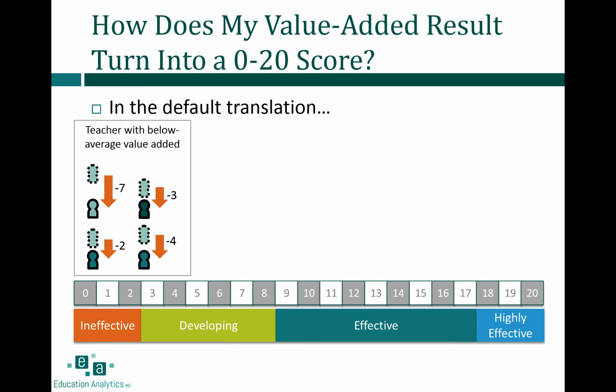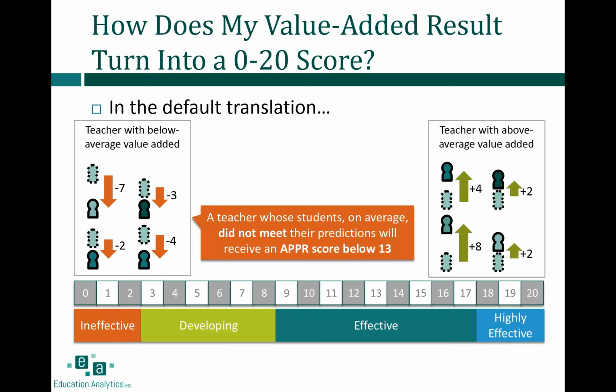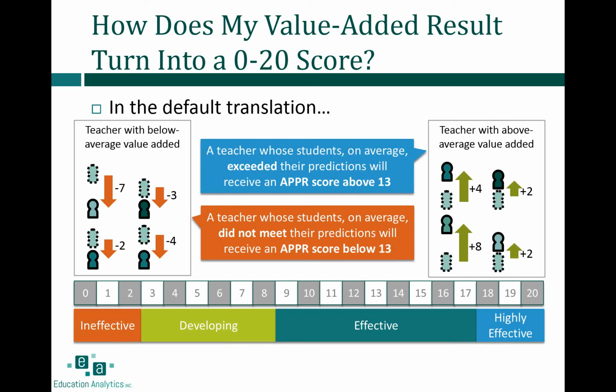What about a different teacher? In this case, a teacher with below average value added means that their students did not meet their predictions by various margins. A teacher whose students on average did not meet their predictions will receive an APPR score below 13. On the other hand, a teacher with above average value added, whose students on average exceeded their predictions, will receive an APPR score above 13.